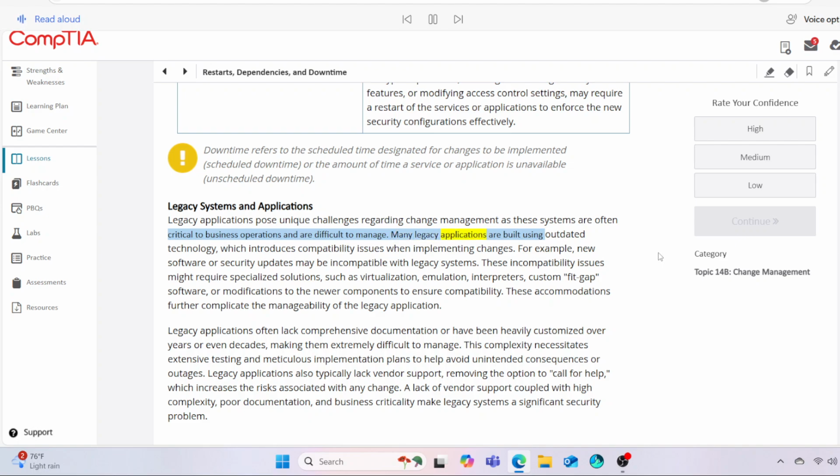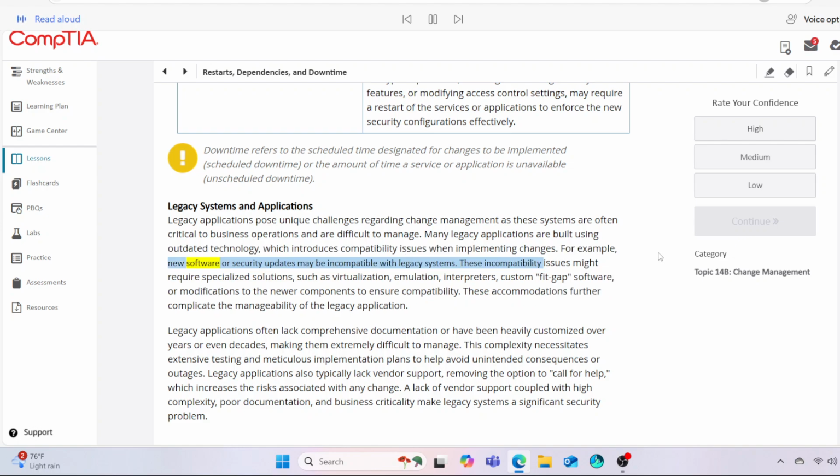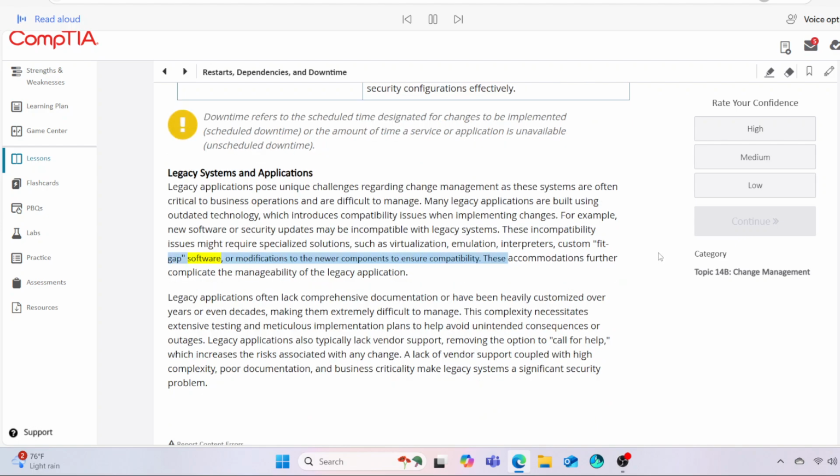Many legacy applications are built using outdated technology, which introduces compatibility issues when implementing changes. For example, new software or security updates may be incompatible with legacy systems. These incompatibility issues might require specialized solutions such as virtualization, emulation, interpreters, custom fit-gap software, or modifications to the newer components to ensure compatibility. These accommodations further complicate the manageability of the legacy application.